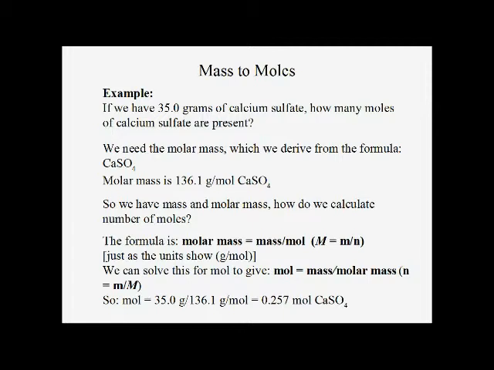So moles of the compound is going to be mass divided by molar mass, so it's 35 grams divided by the 136 grams per mole. We see that the grams cancel off. The mole being in the denominator of the denominator ends up in the numerator, so we end up with 0.257 moles of calcium sulfate.